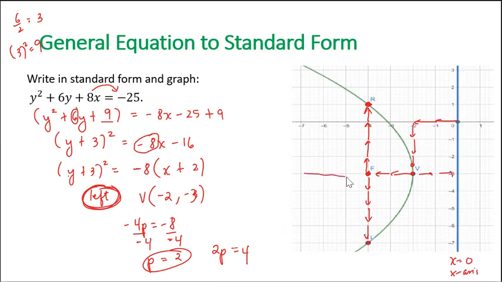While the axis of symmetry is the horizontal line passing through the focus and the vertex and is perpendicular with the directrix. And the equation of this axis of symmetry is y equals negative 3. So this is the graph of y squared plus 6y plus 8x equals negative 25.